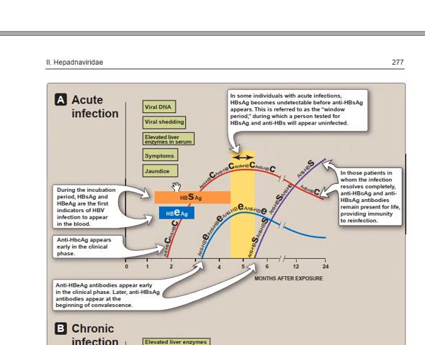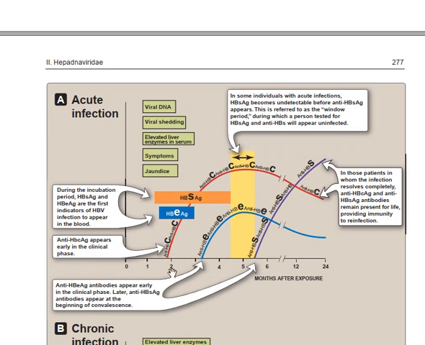Is it clear? So at the same period that you start seeing the hepatitis B surface antigen, the hepatitis E antigen is first seen before the hepatitis B surface antigen. But when you start seeing the hepatitis B surface antigen, that's the time that the anti-hepatitis E envelope antibody is going to be seen. Anti-hepatitis E antibody is the antibody that acts against hepatitis E antigen. Anti-hepatitis B core antibody is the antibody that acts against hepatitis B core antigen. So that's the same time that it is seen here. So you see, the antibodies against the core antigen appear early in the clinical phase.